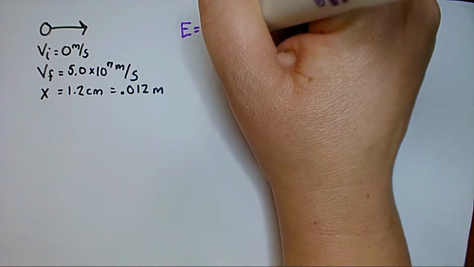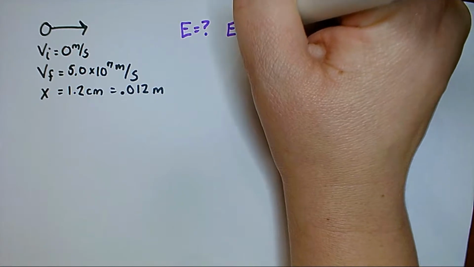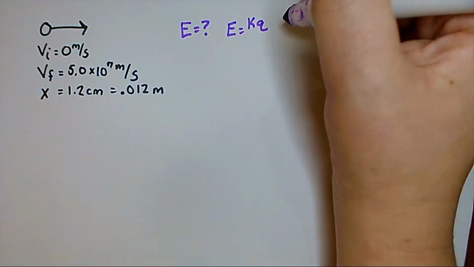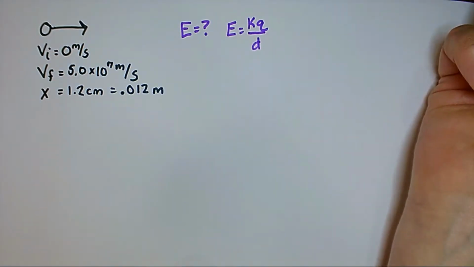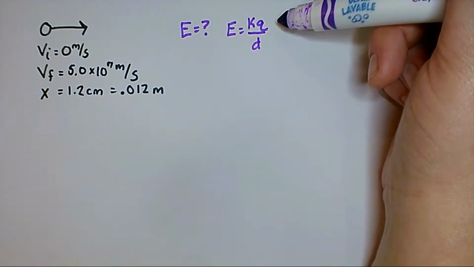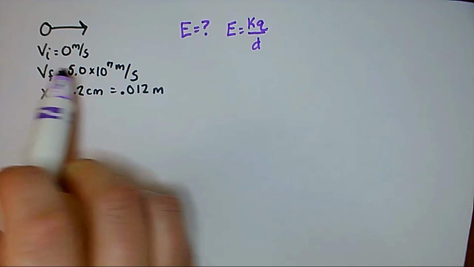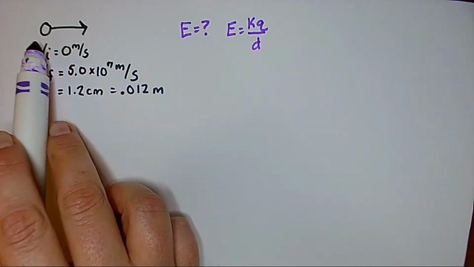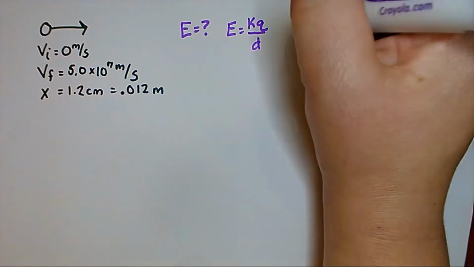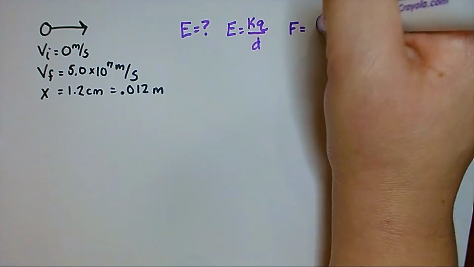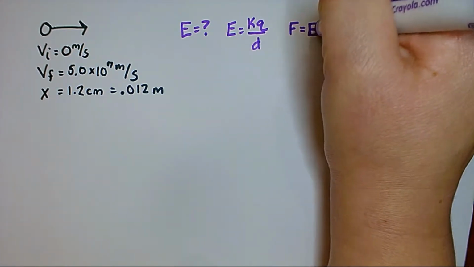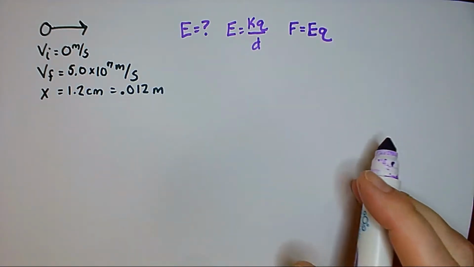You should have this equation, E equals kQ over d. We have a distance and we have a charge, but this is an external field, not created by this particle, so I'm not sure that's going to work. Another equation you should have with E in it is F equals EQ, or QE.